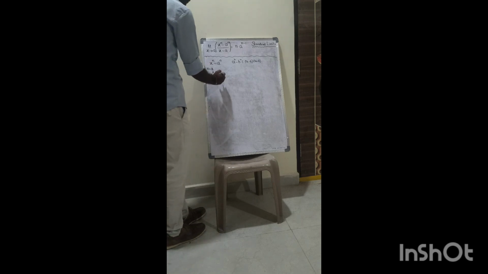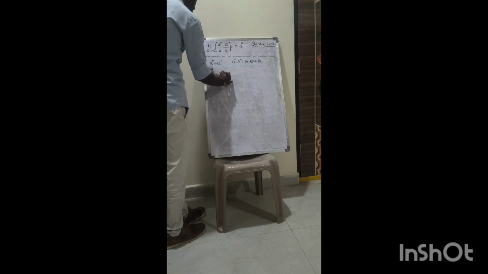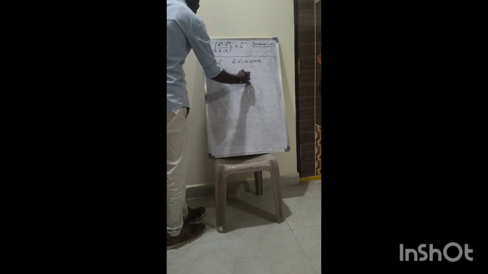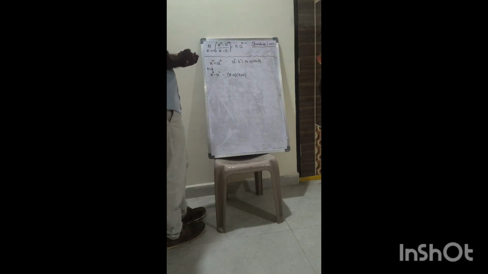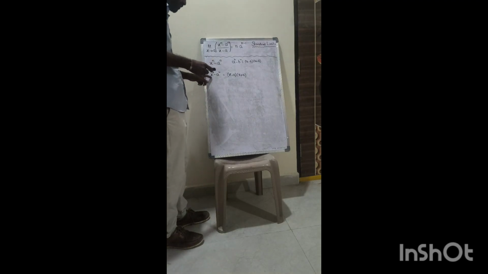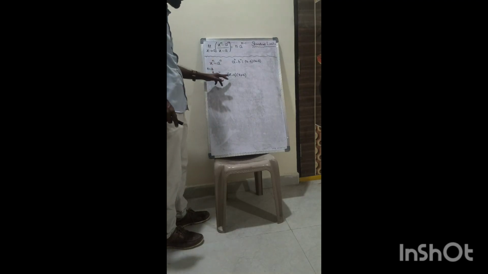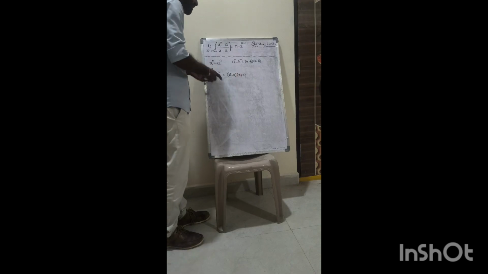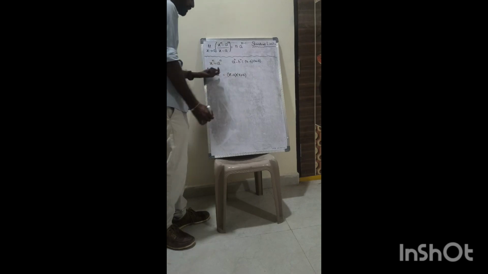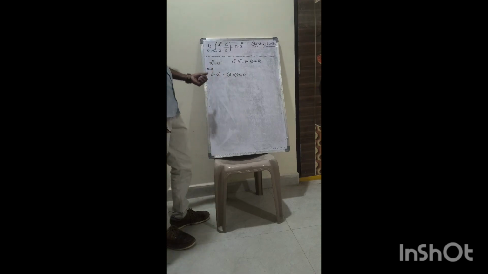So therefore, in the same fashion, we can write x square minus a square as what? X minus a into x plus a. Can you tell me what do you mean by this? So actually the meaning is x square minus a square can be written as x minus a into x plus a.